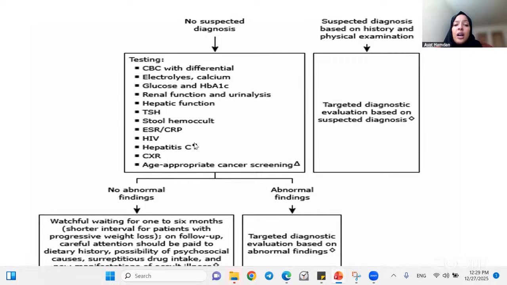If we know this patient has received any blood products or he was born, I'm not sure about the age, is it like 1957 or something? I'm not sure.